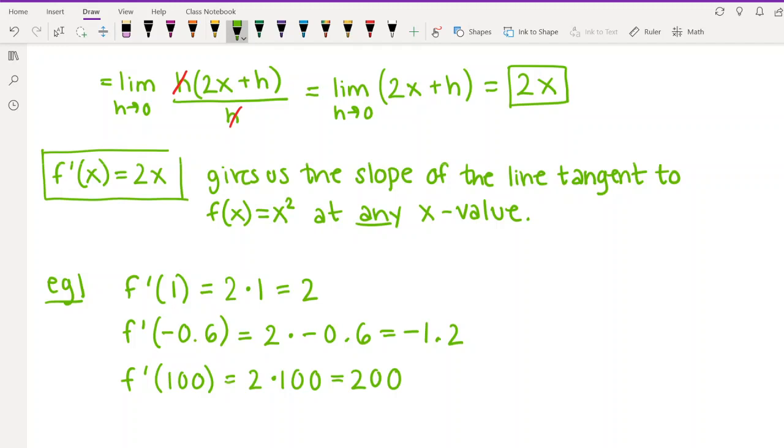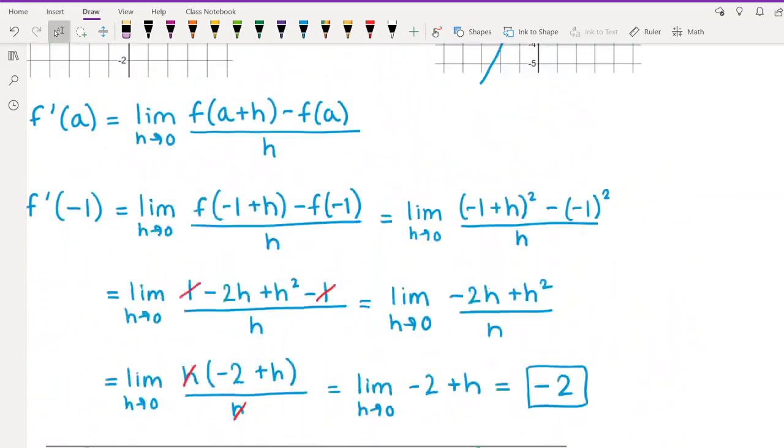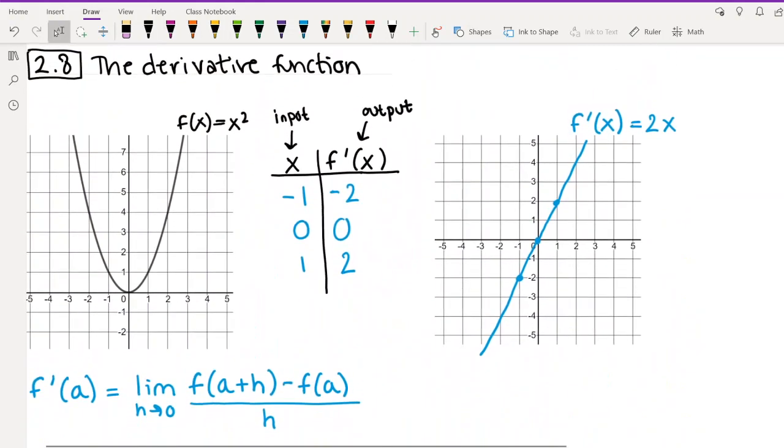And so that's really the power of coming up with a derivative function rather than calculating the derivative for each individual x value. So we're going to do this for a couple more functions, this process of doing the limit. But the other thing I want to emphasize in this video is, again, this connection between what the graph of the derivative function looks like compared to what the graph of the original function looks like.